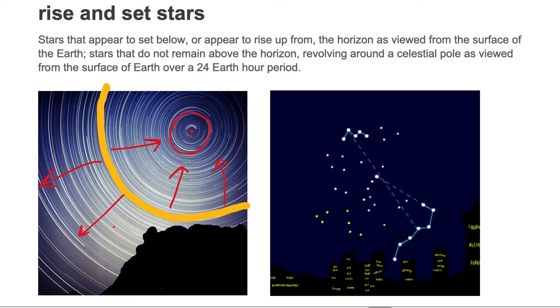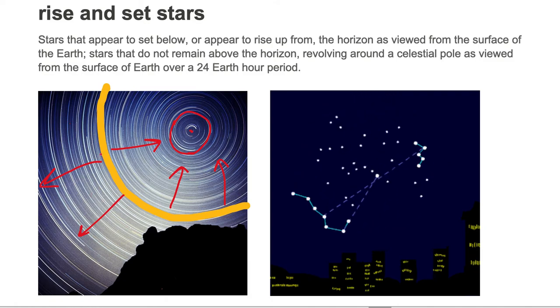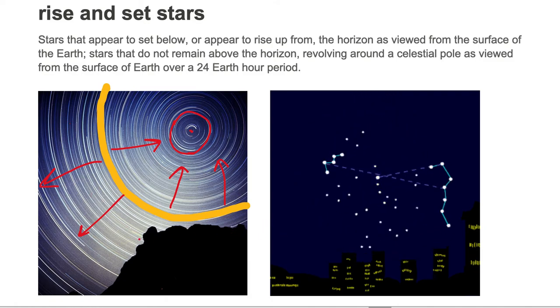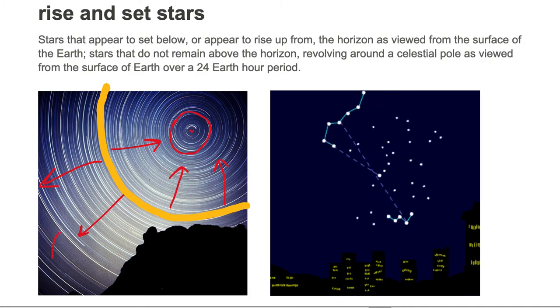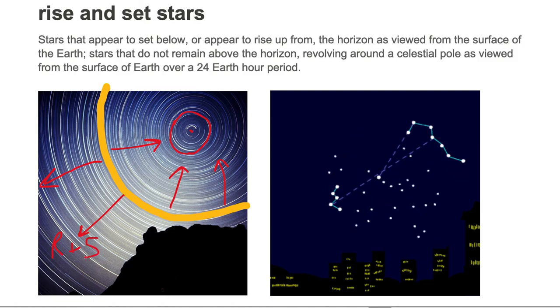These are the stars that appear to set into the ground and appear to rise out of the ground. These are your setting stars and your rising stars. They appear to rise and set depending on your point of view from the surface of Earth.